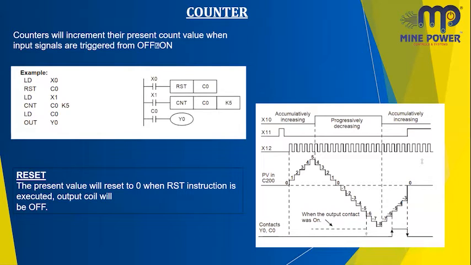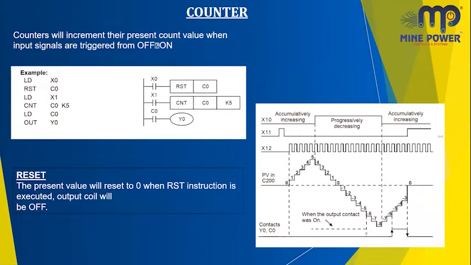Once again, X1 is normally open. When you close it, C0 is the register you want to turn on, and K5 is the set value. When the 5 counts come, the register value C0 changes from normally open to normally closed, and the Y0 output turns on. Then the counter value you have to reset.